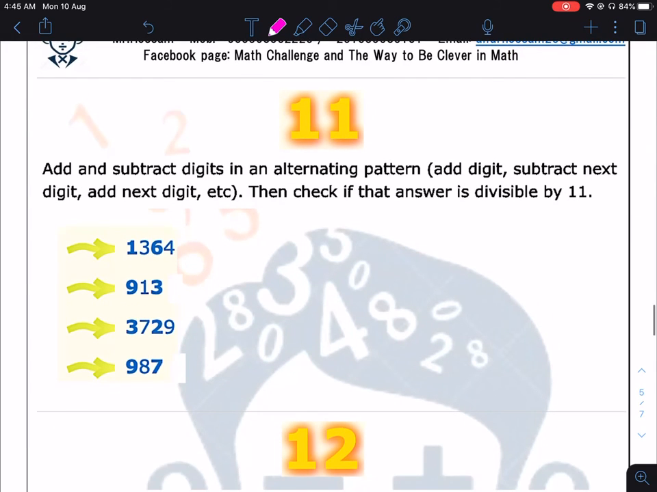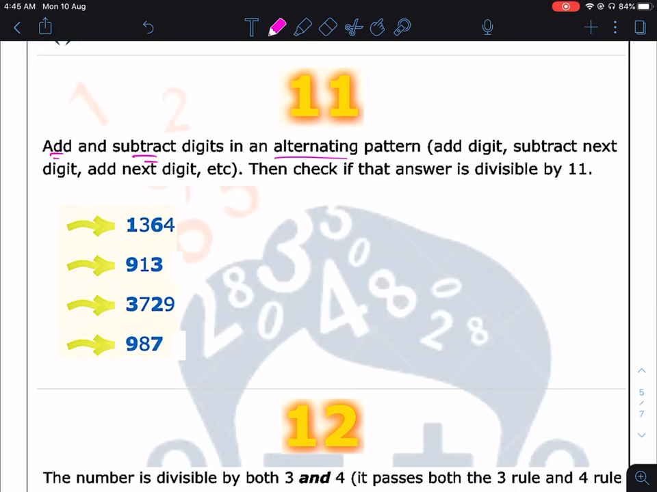Okay. Divisibility by 11. For divisibility by 11, add and subtract the digits in alternating patterns. What do I mean by this? I mean take all the digits. One time say plus, one time say minus. 1 minus 3 plus 6 minus 4. One time say minus, one time say plus. The answer is how much? 0. Can you divide 0 by 11? Yes, I can. So that means this number is divisible by 11.